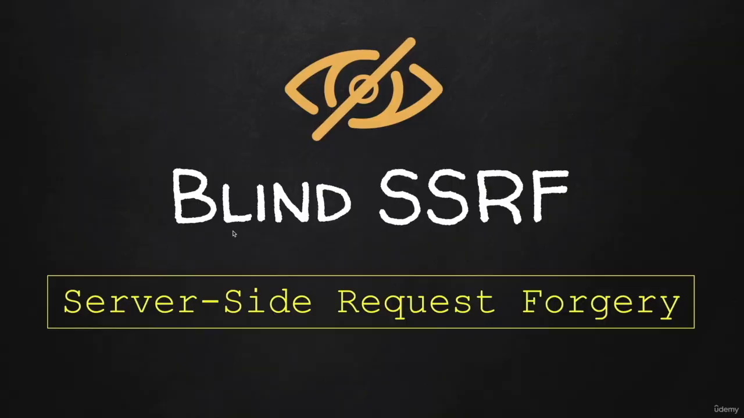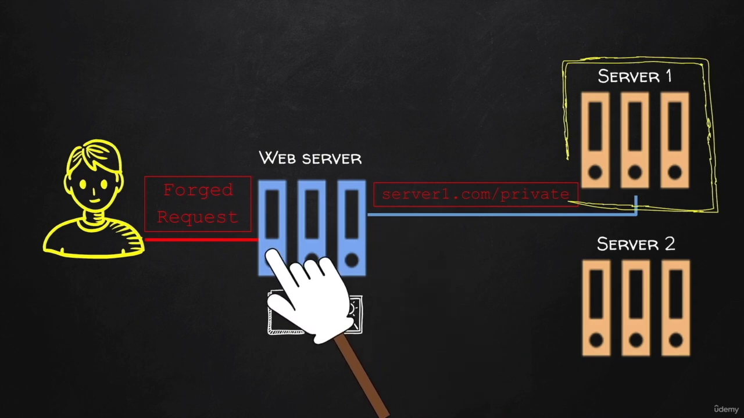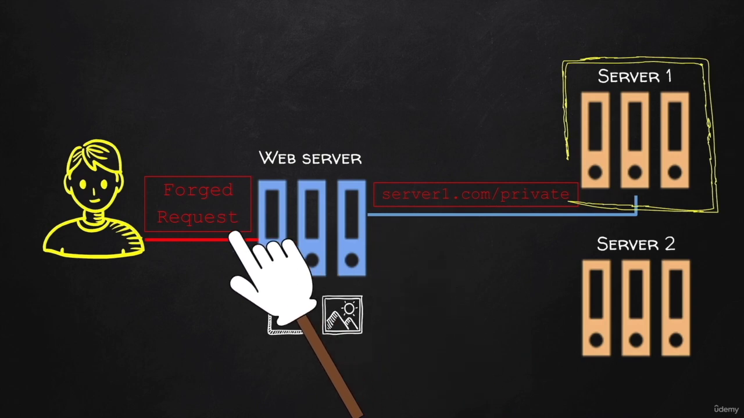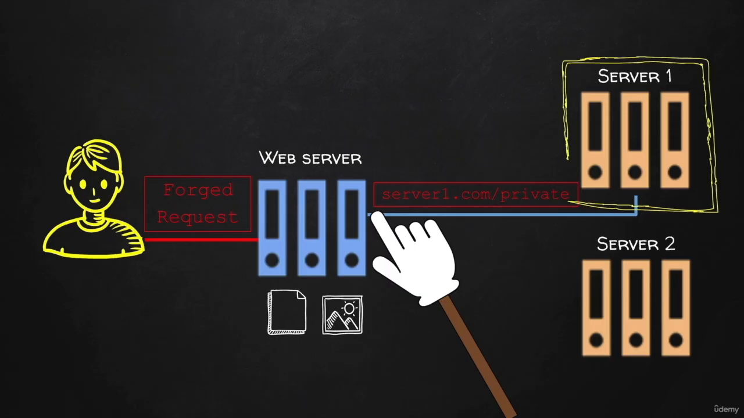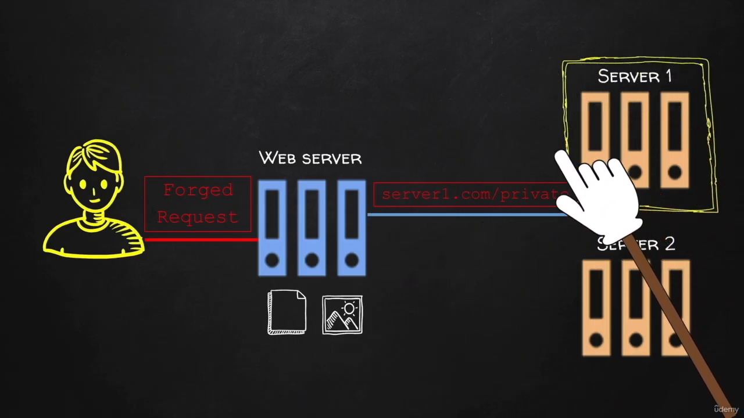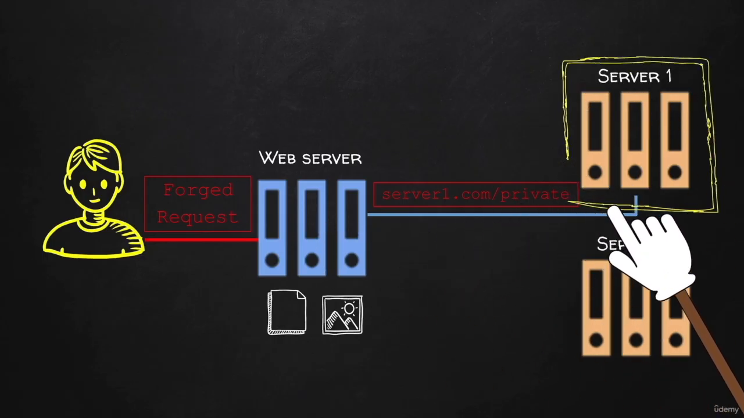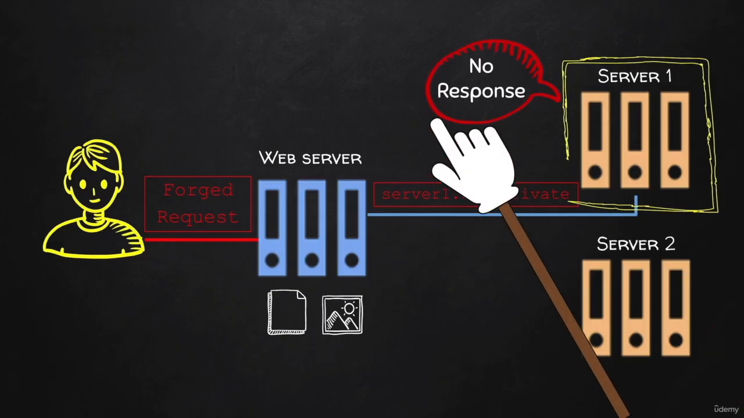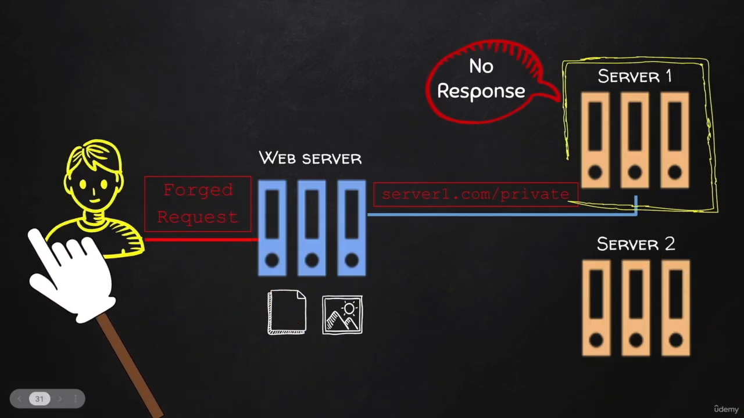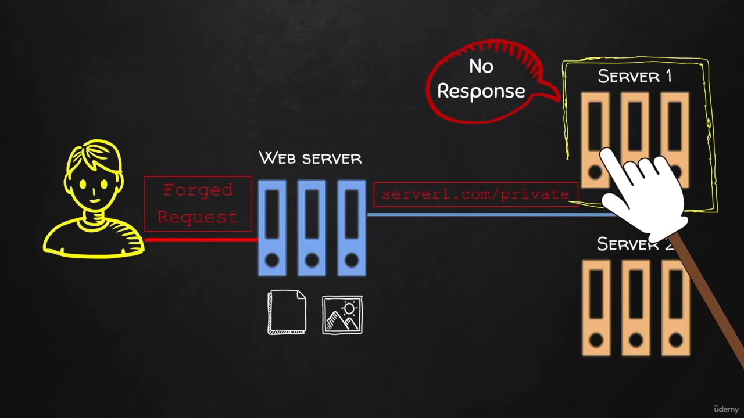In the blind scenario, in blind SSRF vulnerabilities, we still have a web server that has a vulnerable web application, and you're still able to send your forged request exactly the same way. The forged request will be executed exactly the same way, so it's still going to go to the protected server, and it's going to execute whatever you're asking for. The only problem is there will be no response. Therefore, for you as the hacker, it will be difficult to know if your attack was actually executed.